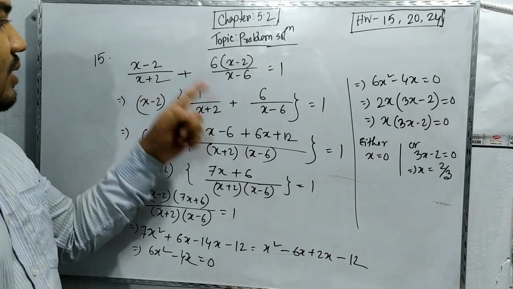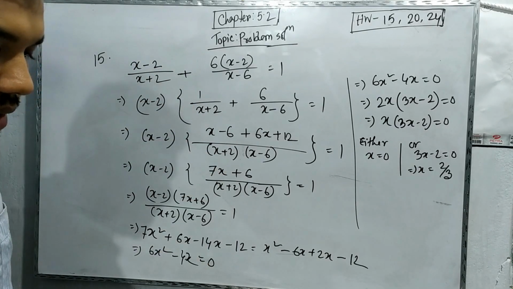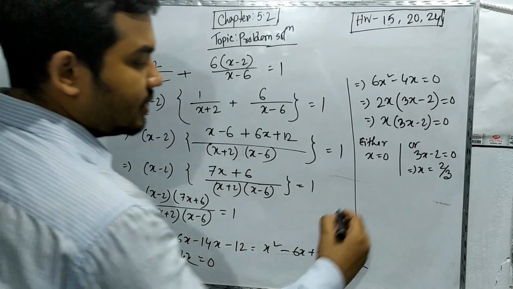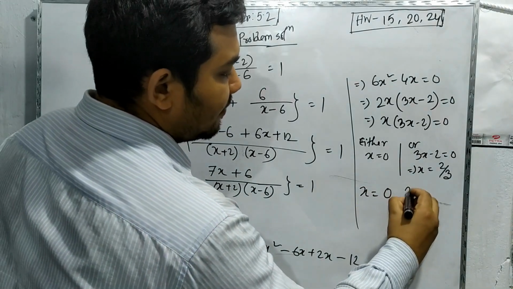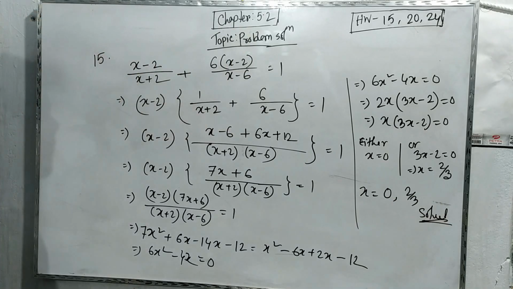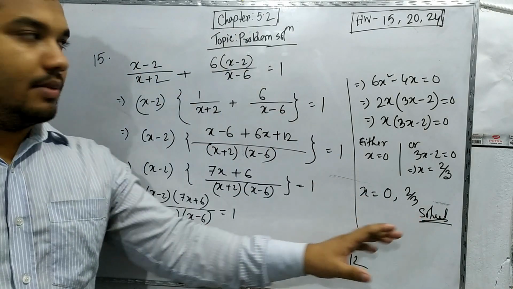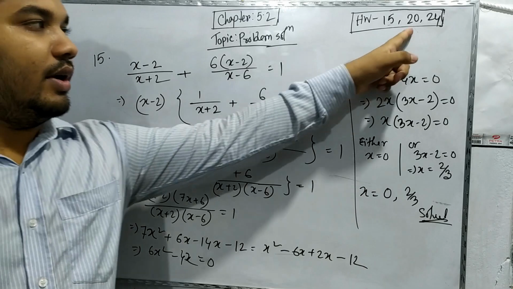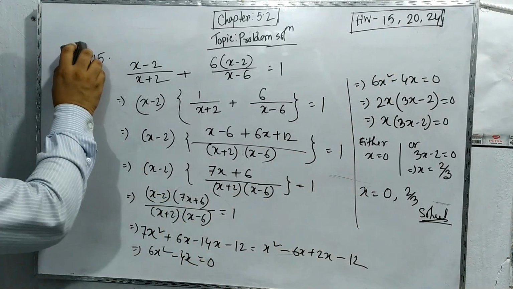Our question says you have to solve. That's why here you must write the solution: x equals 0, 2 by 3. This is how we can solve question number 15. Now we are going to question number 20.